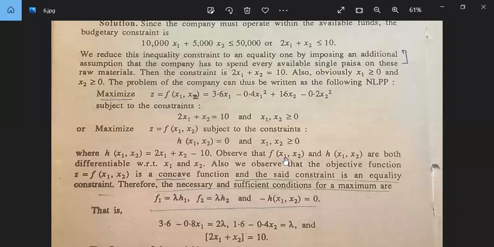Now see f(x1, x2) and h(x1, x2) are both differentiable with respect to x1, x2। देखो ये this is your f differentiable x1, x2 के respect में and this is your h, this is also differentiable with respect to x1 and x2। Also, we observe that the objective function z is equal to f(x1, x2) is a concave function। ये जो function है ये concave function है, तो check करना पड़ेगा तुम्हें। And the said constraint is an equality, constraint हमारा equality है, ये भी हो गया.